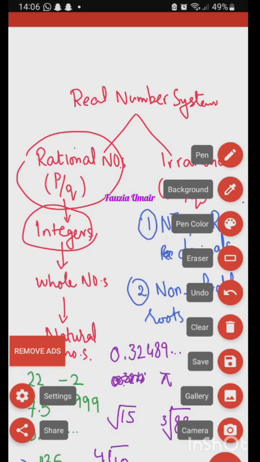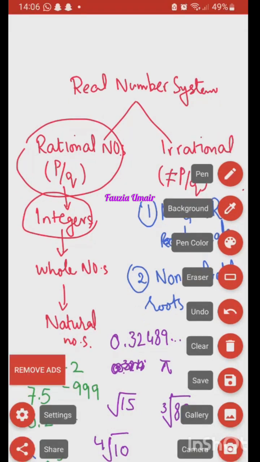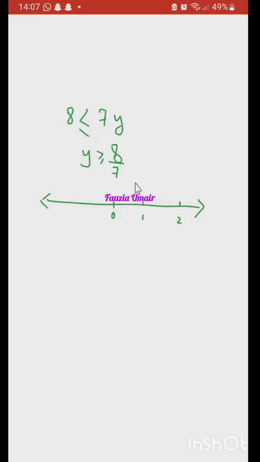Like for example, if the equation is now 8 is less than or equal to 7y, it means y is basically bigger than or equal to 8 by 7. So if we look at the number line, what is the first value of y? If this is 0, 1 and 2, the first value that y is getting is basically this 1.1 itself. This is the very first value of y.